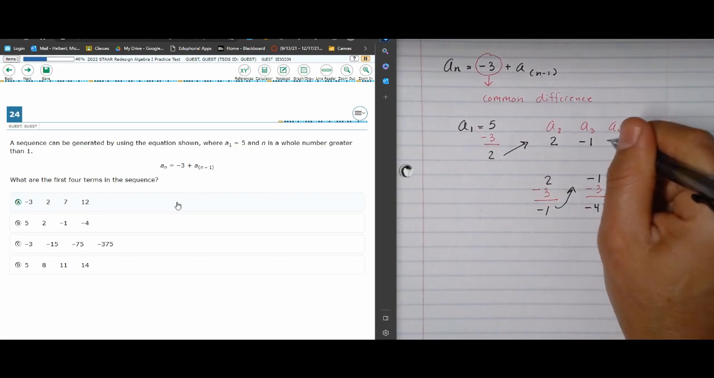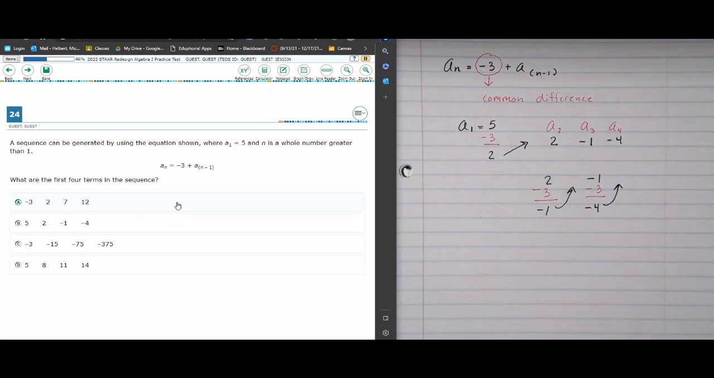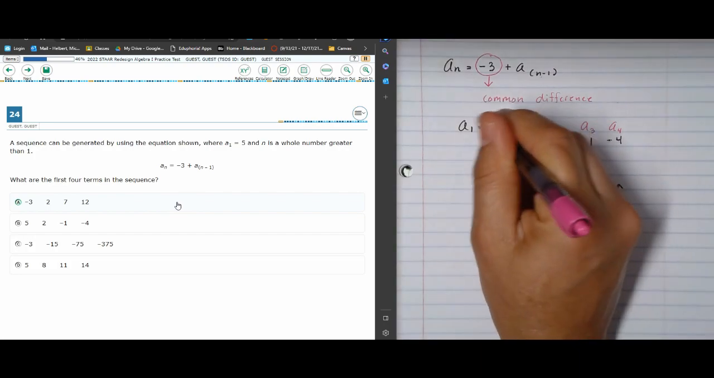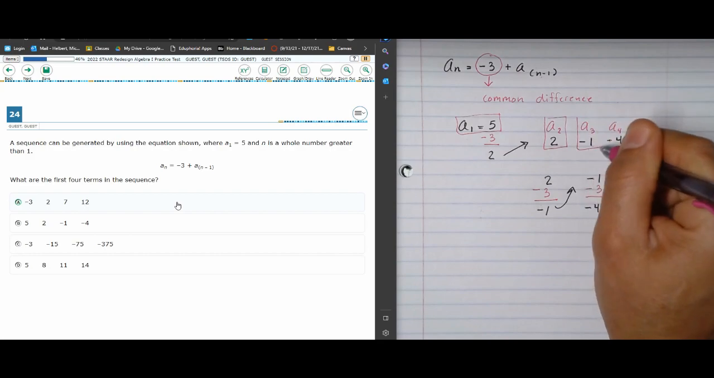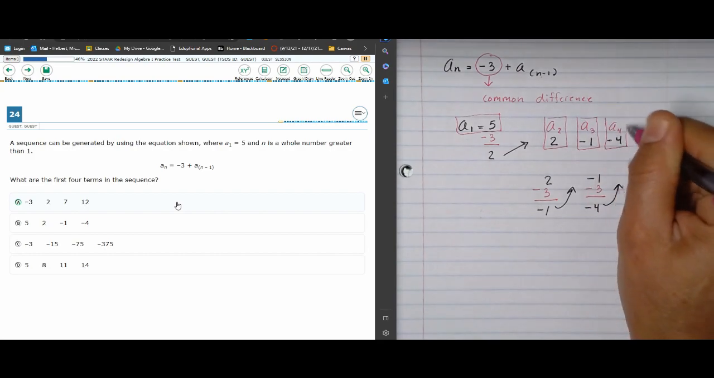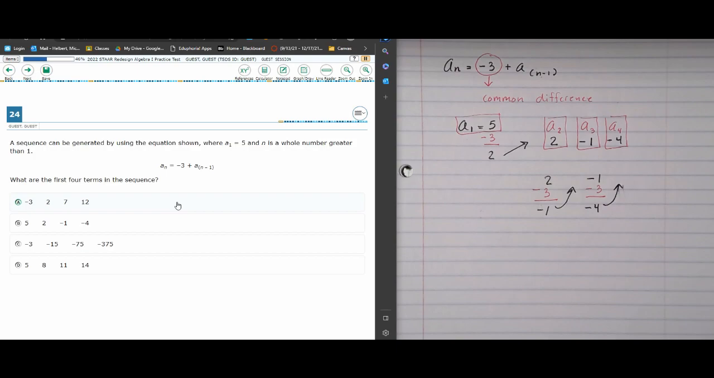And I'm going to write it up there. So now I have actually found the first 4 terms. My terms are, they gave me a sub 1, which is 5, a sub 2 is 2, a sub 3 is negative 1, and a sub 4 is negative 4. This is by doing it by hand, right?